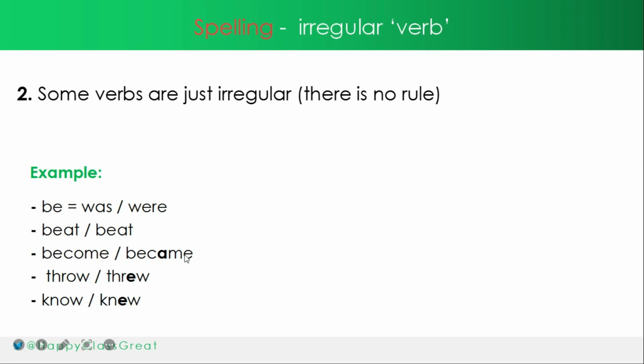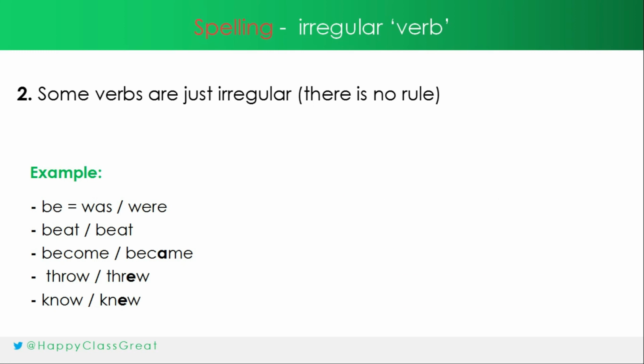And we have become, which becomes became in the simple past. We have throw with simple past as threw. We have know with simple past as knew. There's one thing I want to point out here, that know, K-N-O-W, is not no, N-O. That is different. No, N-O, is not a verb, that means you don't want something. But this know, K-N-O-W, is as if you know about someone, like you understand something.